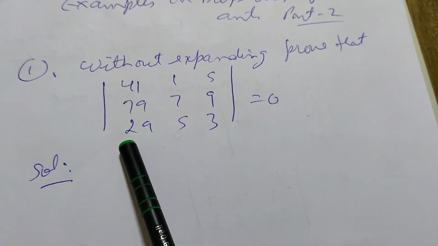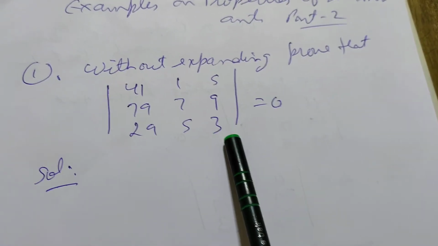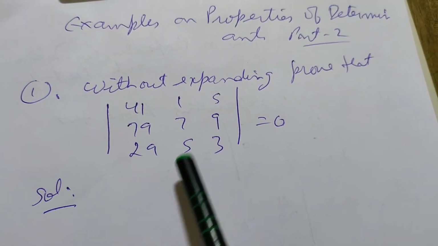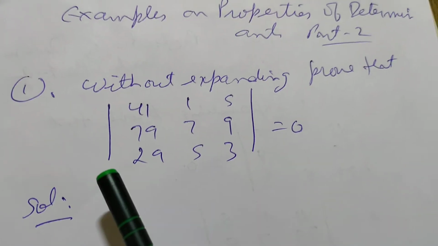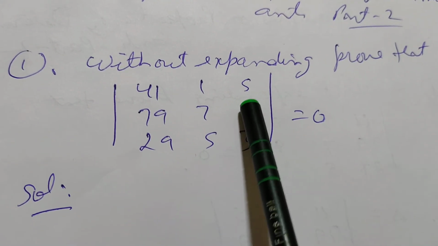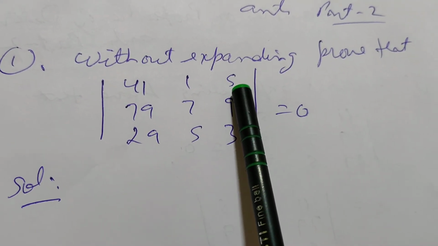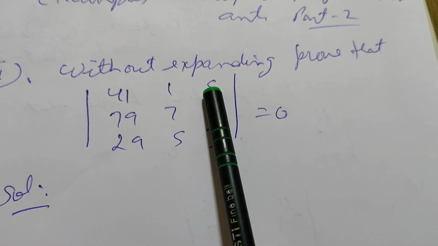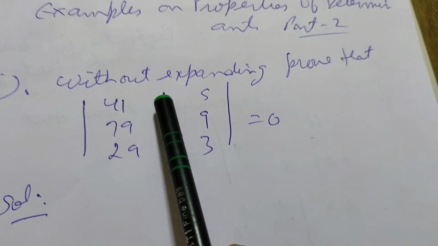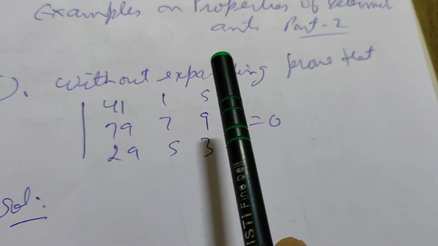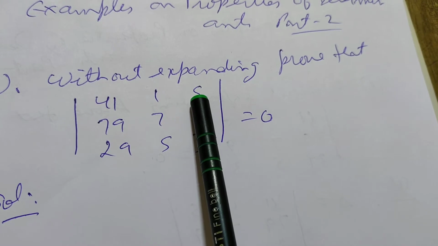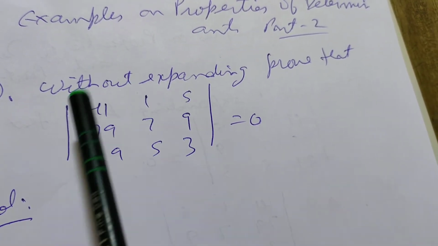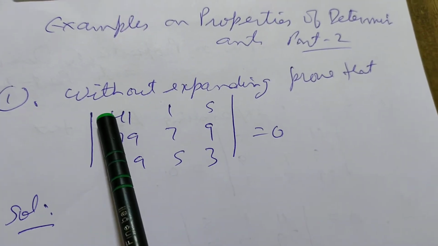There is a relation between column 1, column 2 and column 3. If you observe very carefully, you will find the relation between column 1, column 2 and column 3. What is the relation? If you multiply the elements of column 3 with 8, what will we get? I take the first element, 8 into 5 is 40, and if I add the element of column 2, again I am repeating, multiply the elements of column 3 with 8 and add with the elements of column 2. So 8 into 5 is 40, 40 plus 1 is 41. So what we get? The element of column 1.